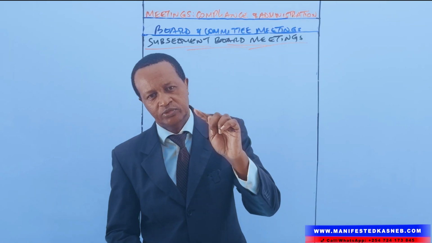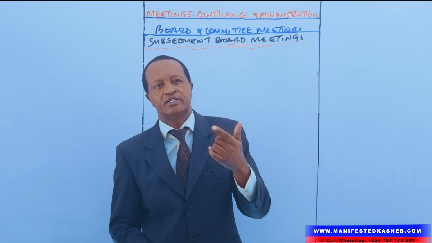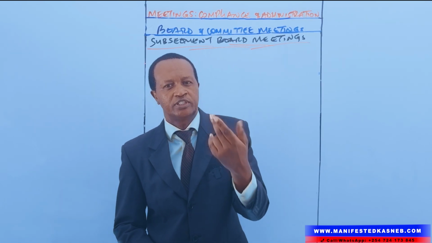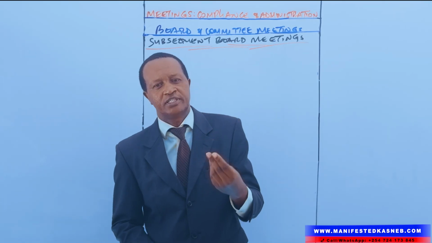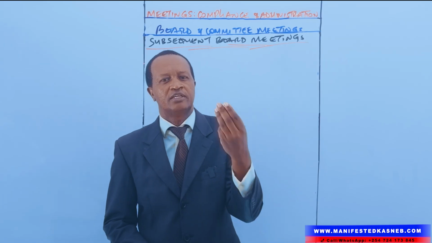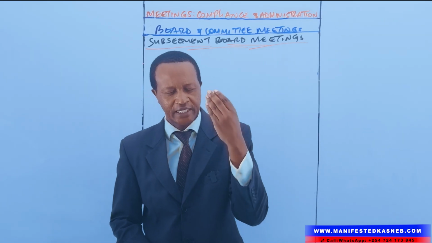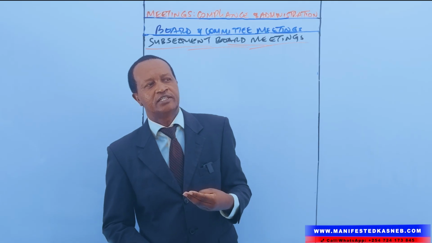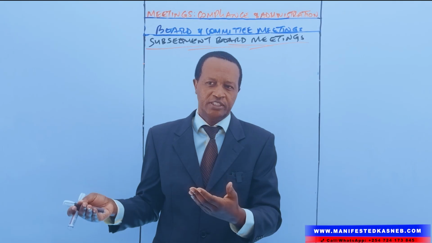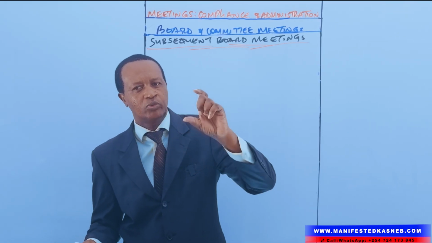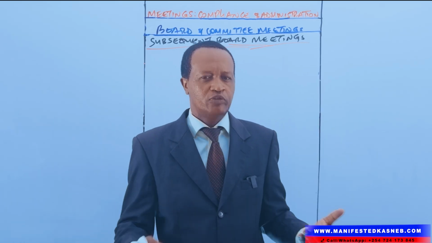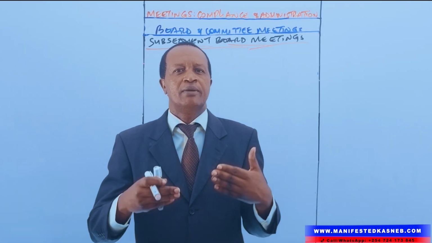By the end of this lesson, you should be able to explain the frequency and timing of subsequent meetings. Number 2, the notice and agenda management. Number 3, the procedural requirements for subsequent board meetings. Number 4, we have the matters arising cycle. And lastly, the role of board committees, because in subsequent meetings, the board often relies on the work of its committees. So you should also be able to explain the role of board committees in subsequent meetings.